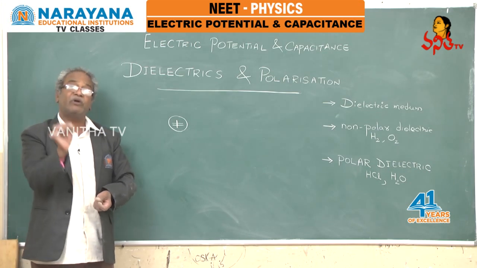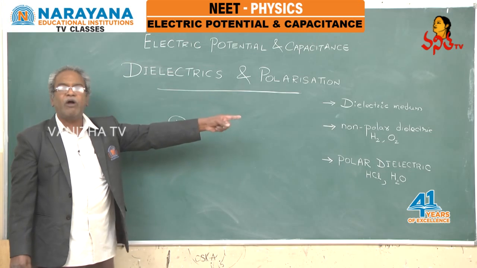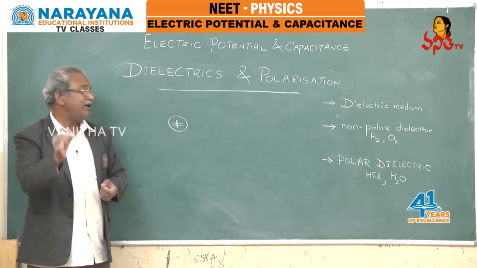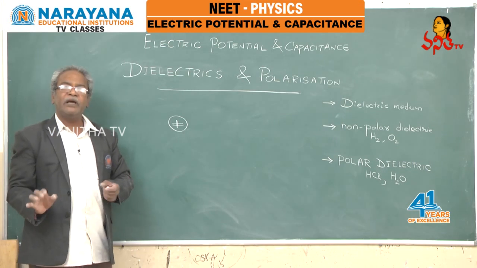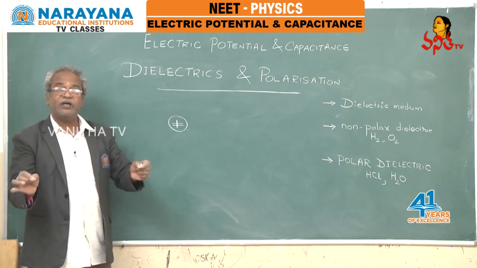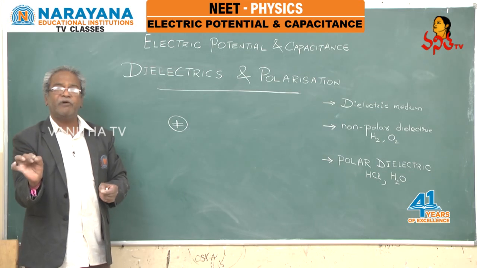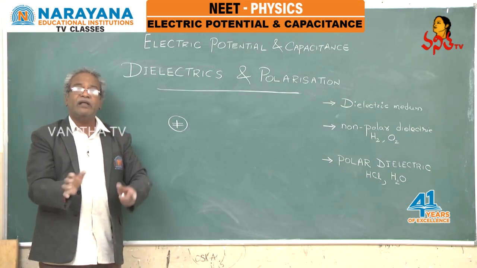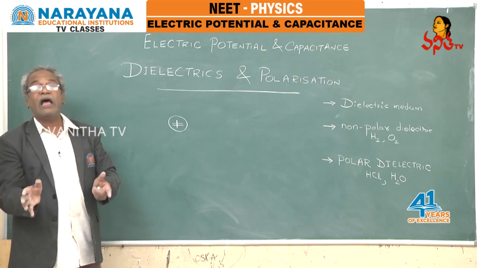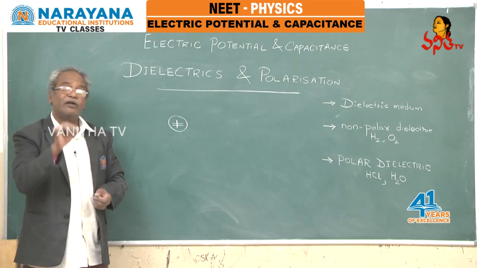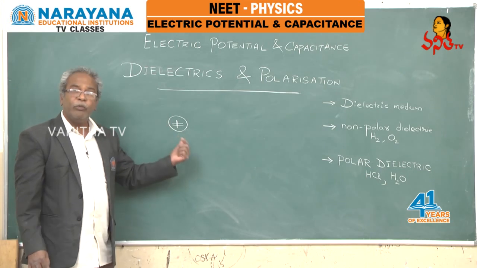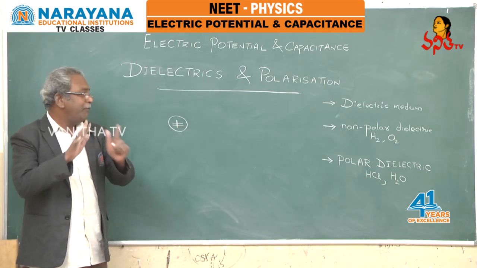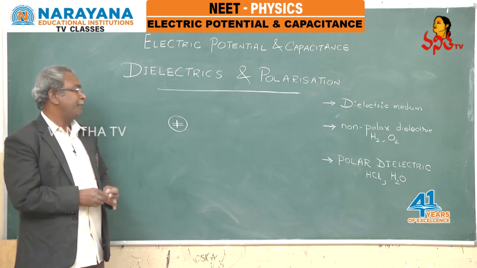Because there is no separation between the amount of positive charge and the amount of negative charge, non-polar molecules will not have any intrinsic electric dipole moment, since there is no separation between the center of positive charge and the center of negative charge. That molecule will not have any intrinsic electrostatic dipole moment. So, in those molecules, internally dipole moment will not be there.